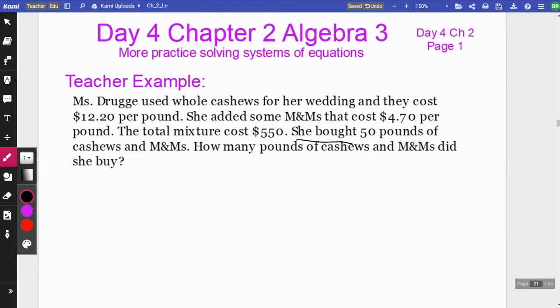She bought 50 pounds of cashews and M&Ms. So that's another clue and another equation that we're going to create from that. It's a second piece of information. And then how many pounds of cashews and M&Ms did she buy? So you can tell just by the last sentence that we're talking about the number of pounds of cashews and the number of pounds of M&Ms.